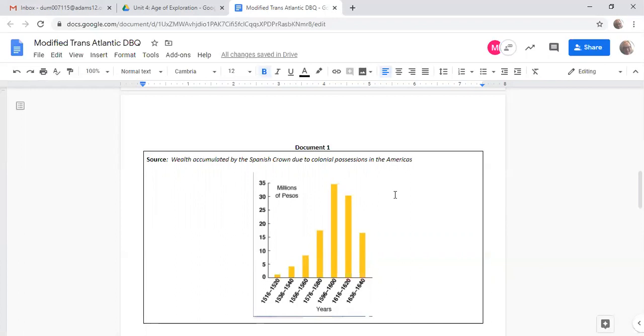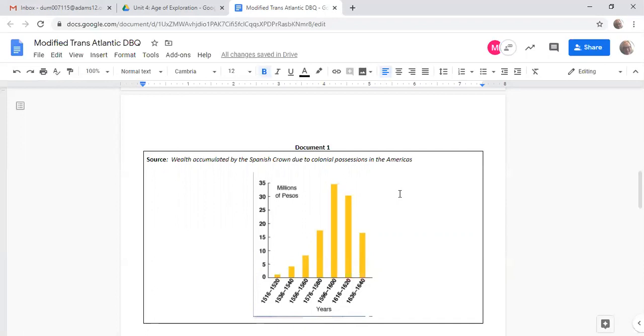And so if I were going to provide specific evidence from this document to support that argument, what I might say, instead of just saying, hey, the Spanish crown increased their wealth by millions of pesos, that's lame, that's weak evidence. But if I could say something like between 1556 and say 1640, the Spanish crown was able to accumulate 35, 65, 85 million pesos as a result of colonization, that is a much stronger piece of evidence.